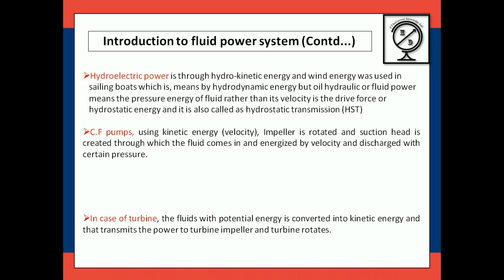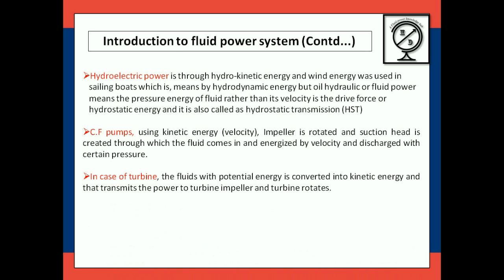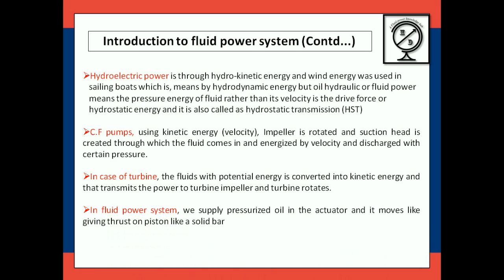Okay, so moving on. In the case of a turbine, fluid with potential energy is converted into kinetic energy and that transmits the power to the turbine impeller and the turbine rotates. This is another way. But in a fluid power system, we supply pressurized oil to the actuator and it moves, giving thrust on the piston like a solid bar.